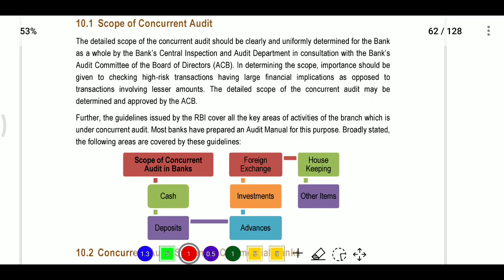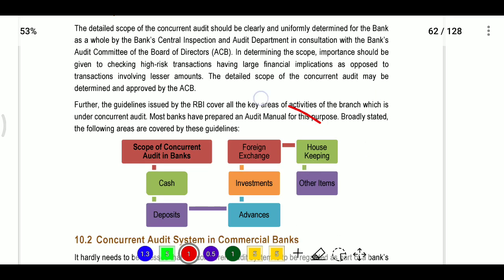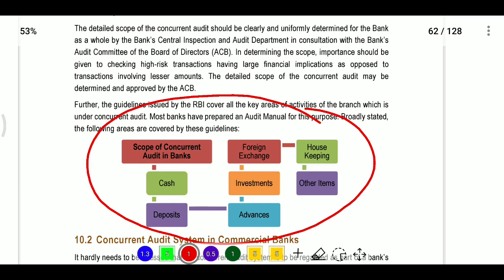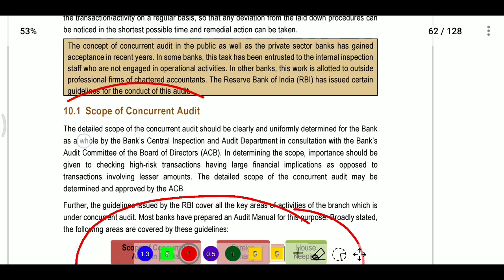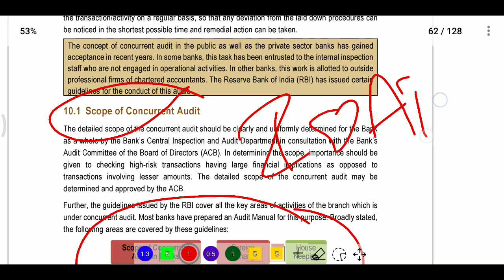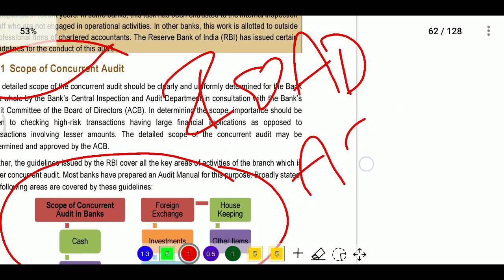Internal audit. Now, what is the scope of concurrent audit? The detailed scope of concurrent audit and coverage of branches should be determined by the inspection and audit department of banks with the approval of the audit committee of the board of directors. So, ACB: we need to check the audit committee of the board of directors.